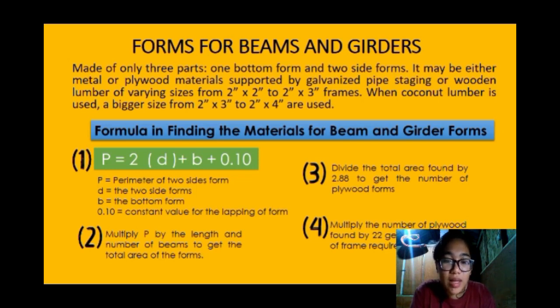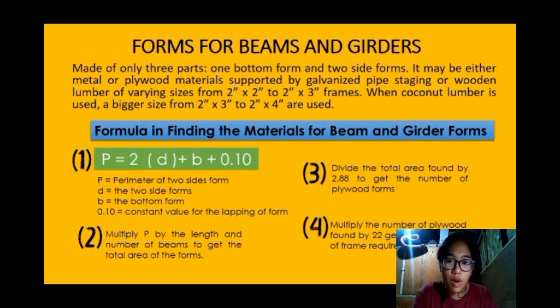It may be either metal or plywood materials supported by galvanized pipe staging or wooden lumber of varying sizes from 2x2 to 2x3 frames. When coconut lumber is used, a bigger size from 2x3 to 2x4 is used. So, as I've mentioned, there is a different formula in finding the materials for beam and girder forms.